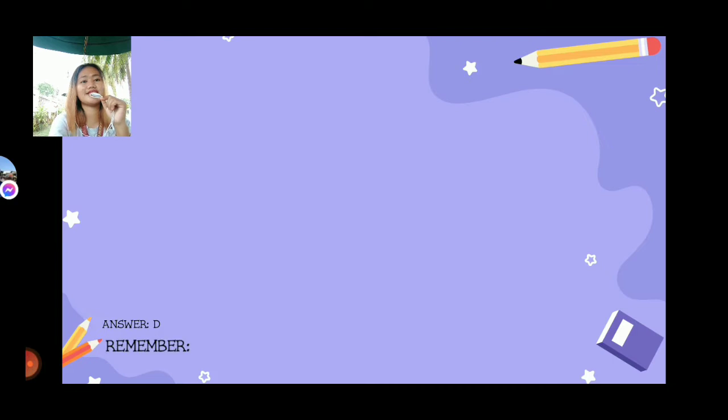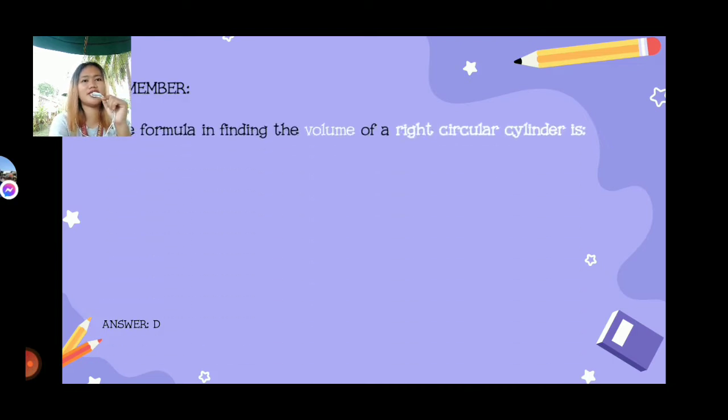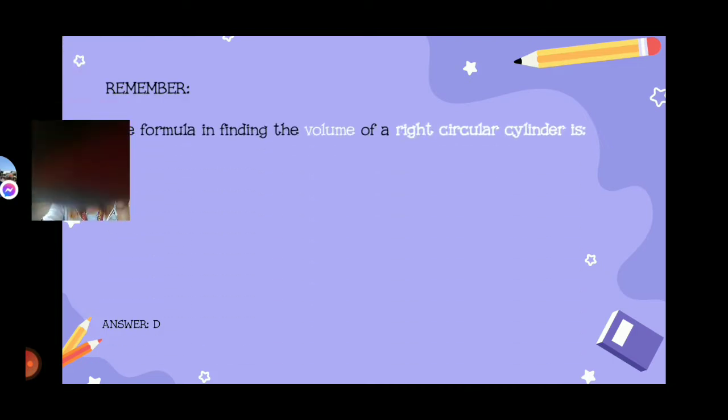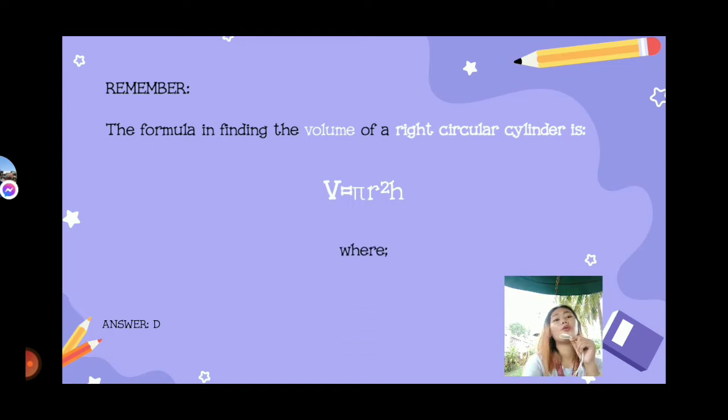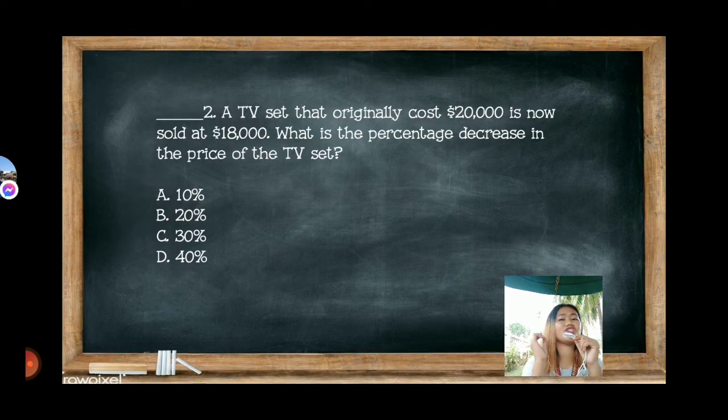So the answer is letter D. Why is it letter D? The formula for finding the volume of a right circular cylinder is V, or the volume, equal to pi r squared h, wherein r is the radius and h is the height. Therefore, the volume is equal to pi r squared h.